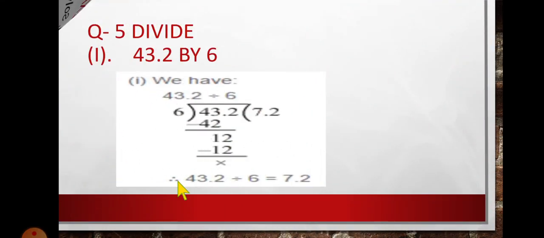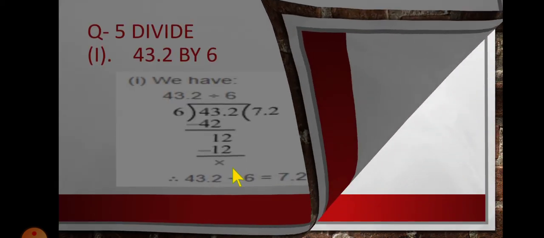Let's see some questions. Question 5: divide 43.2 by 6. So 43.2, firstly we divide by 6. So 6 sevens are 42. 3 minus 2 is 1. 4 minus 4 is 0. Now we have reached the decimal place, it means tenth place. So in the quotient we add the decimal, then write 2, and 6 twos are 12. Now our division is completed, so no need to insert 0.